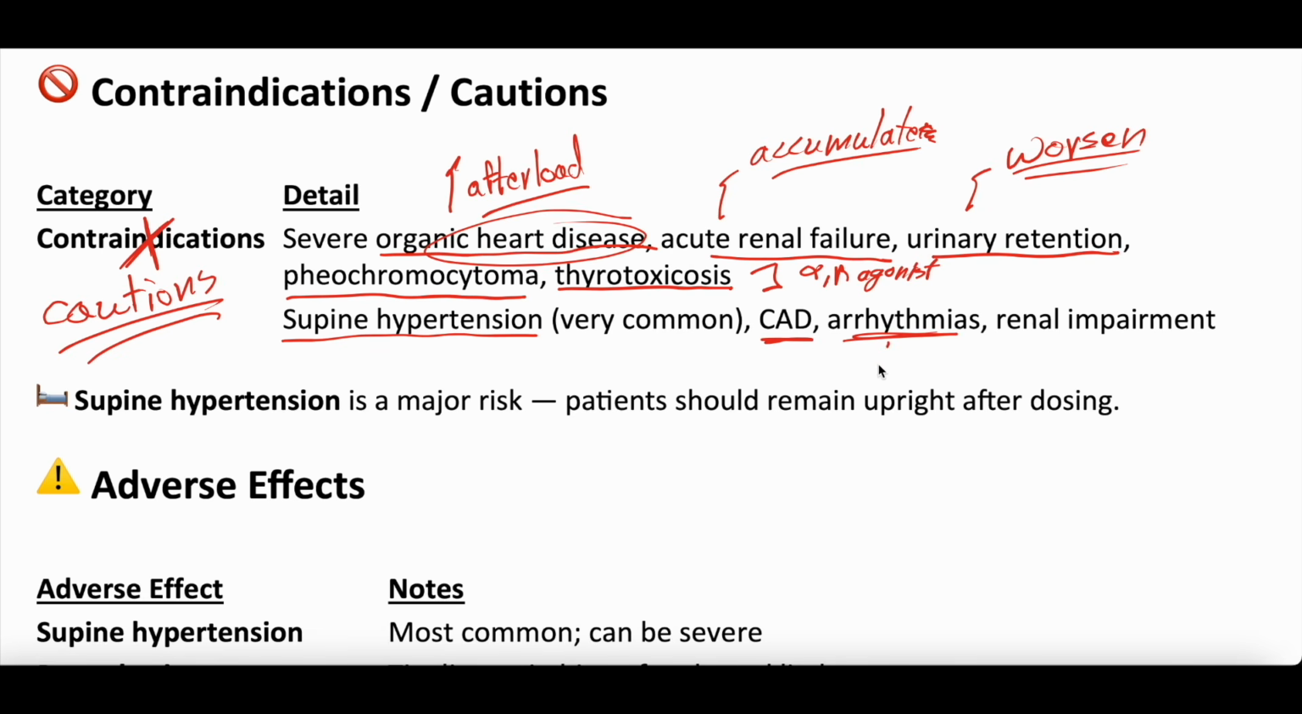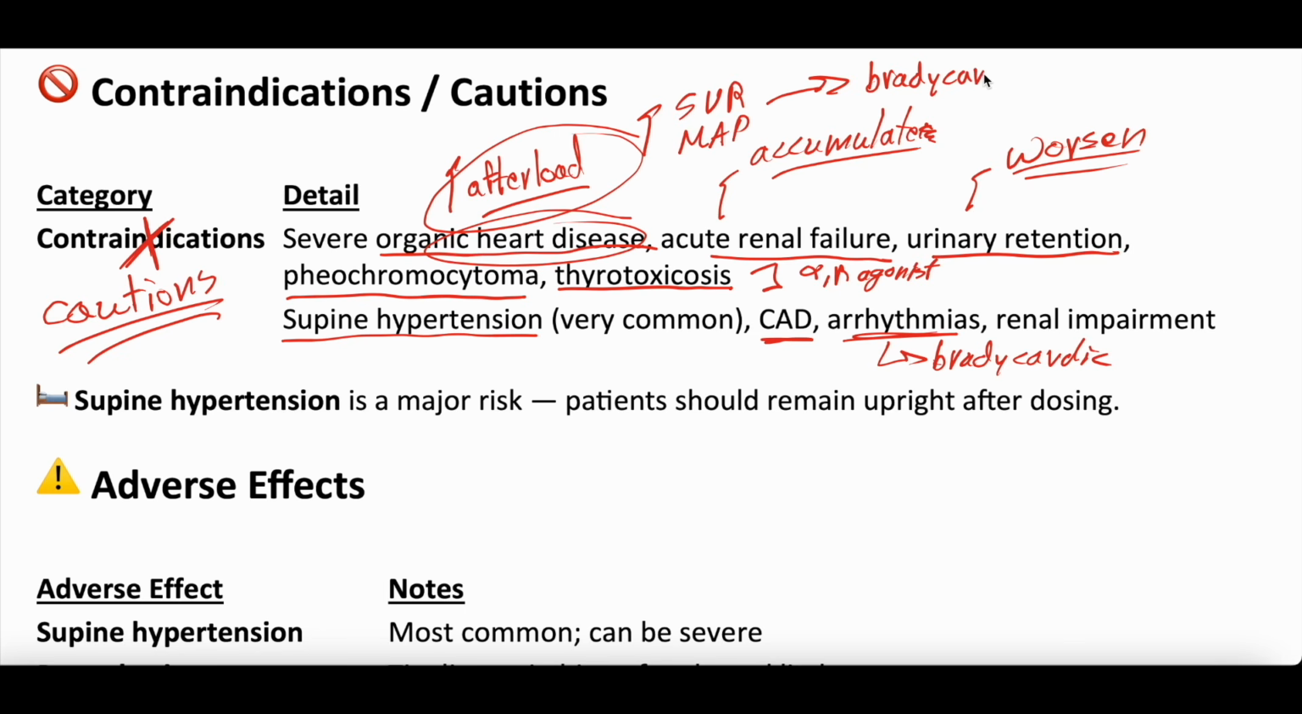Arrhythmias, and this is not all arrhythmias, this is really bradycardic arrhythmias, because Midodrine, since it increases afterload and does increase systemic vascular resistance as well as mean arterial pressure, sometimes that can actually cause bradycardia. The heart sometimes slows down because the MAP and the SVR have gone up. So any bradycardic arrhythmias, you have to be careful. And then we already talked about renal impairment too. You can get some accumulation in those with renal disease.